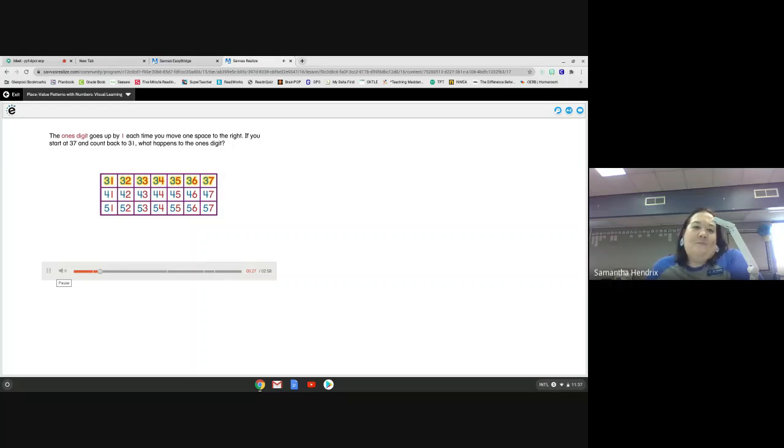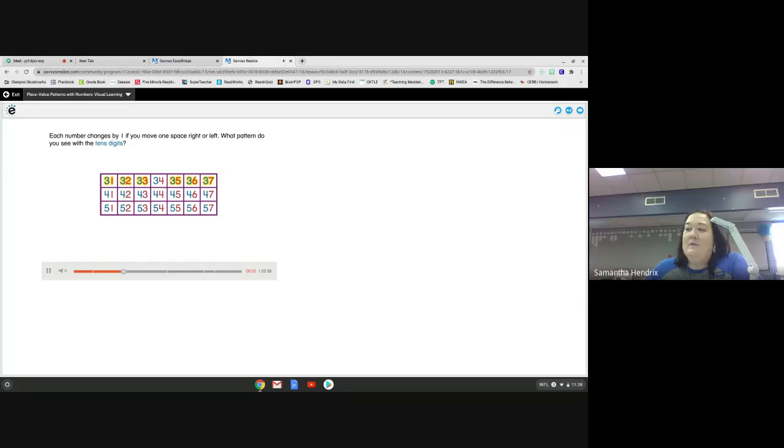If you start at 37 and count back to 31, what happens to the ones digit? Let's look. 37. The ones digit goes down by 1 each time you move one space to the left. How does each number change if you move right or left? Each number changes by 1 if you move one space right or left.